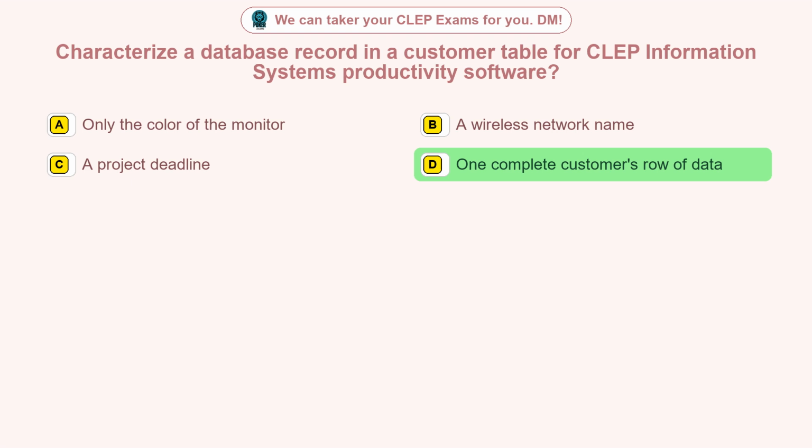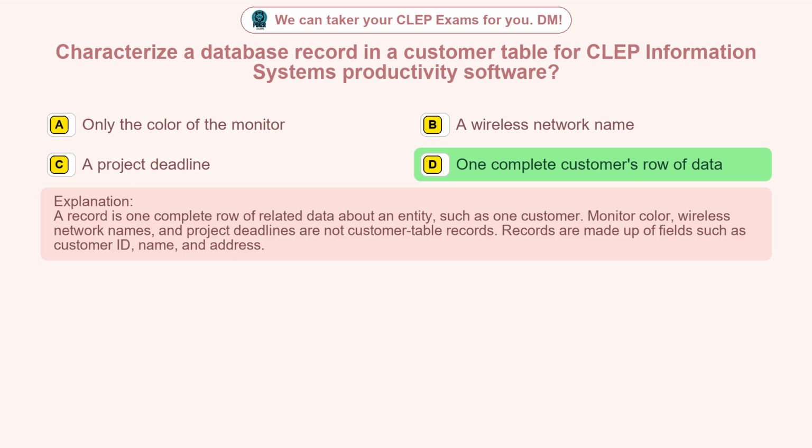The correct answer is option D. One complete customer's row of data. A record is one complete row of related data about an entity, such as one customer. Monitor color, wireless network names, and project deadlines are not customer table records. Records are made up of fields such as customer ID, name, and address.